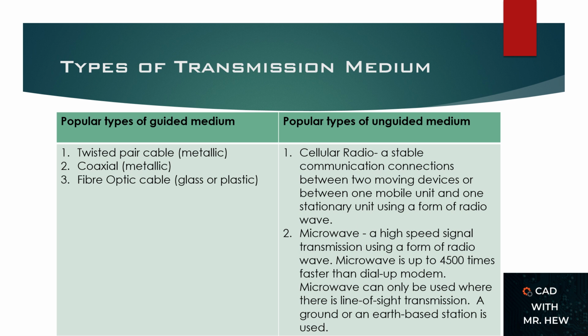Microwave is up to 4,500 times faster than a dial-up modem. Microwave can only be used where there is a line of sight transmission. A ground or earth-based station is used.